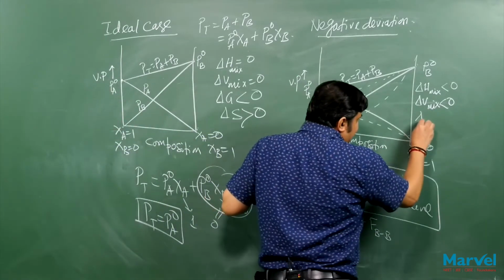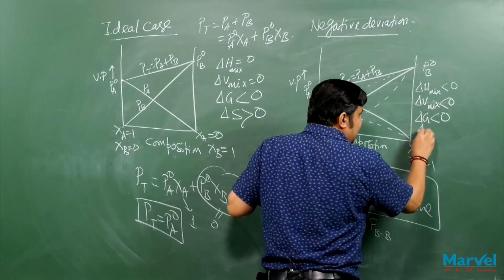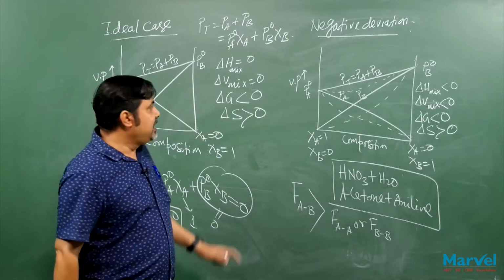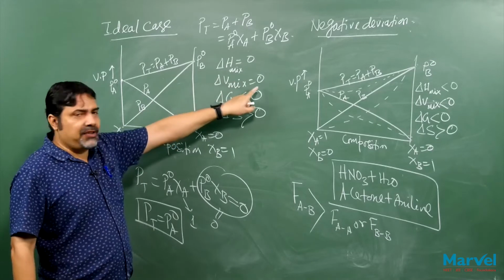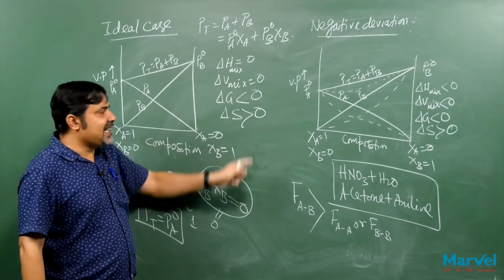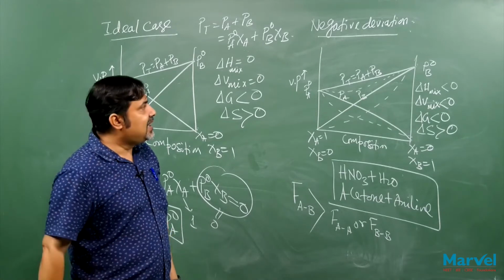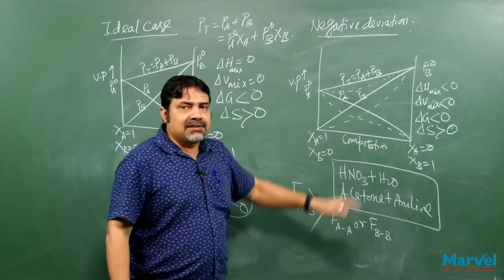But delta G for a spontaneous process is always less than 0, and delta S for a spontaneous process is greater than 0. In ideal cases, delta H is 0 and delta V is 0, while delta G and delta S remain the same: delta G less than 0, delta S greater than 0. But in case of a negative deviation, we observe these things.